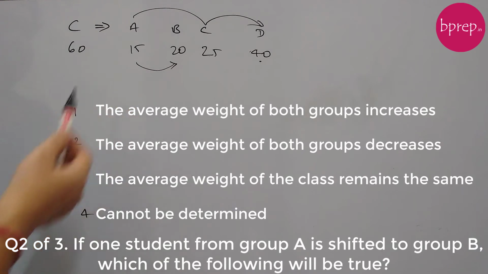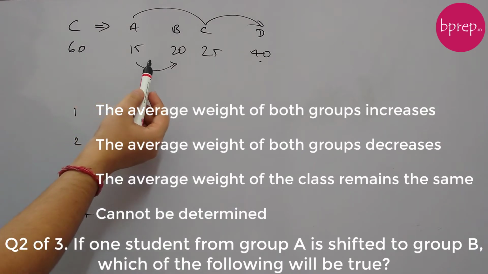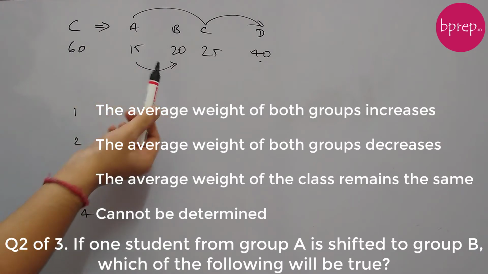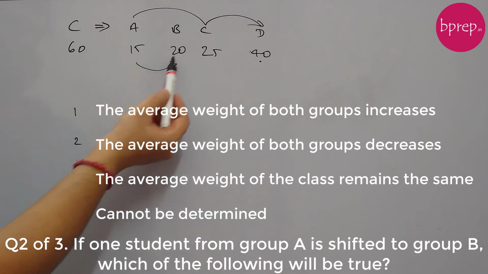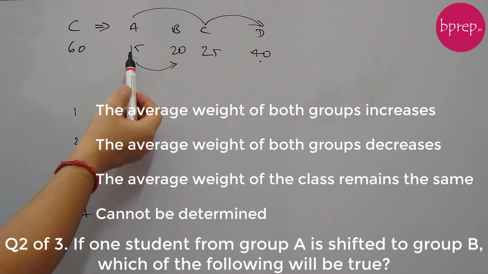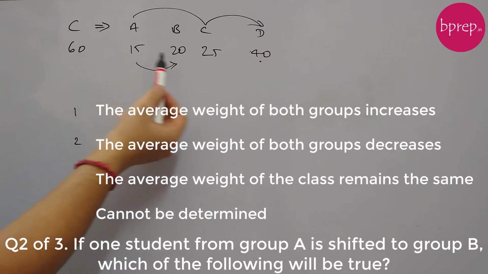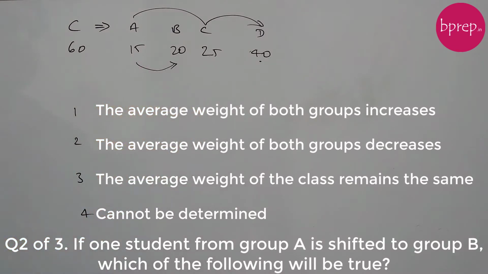So this cannot be determined because we have no clue about the weight again. If one student is moving from A to B, we cannot say if the average weight here will increase or decrease, and same for group B. So option 1 is not suitable. Option 2: the average weight of both the groups decreases. Again, same concept, because we have no clue about the weight of any student or group, we cannot say. So option 2 is also not suitable.